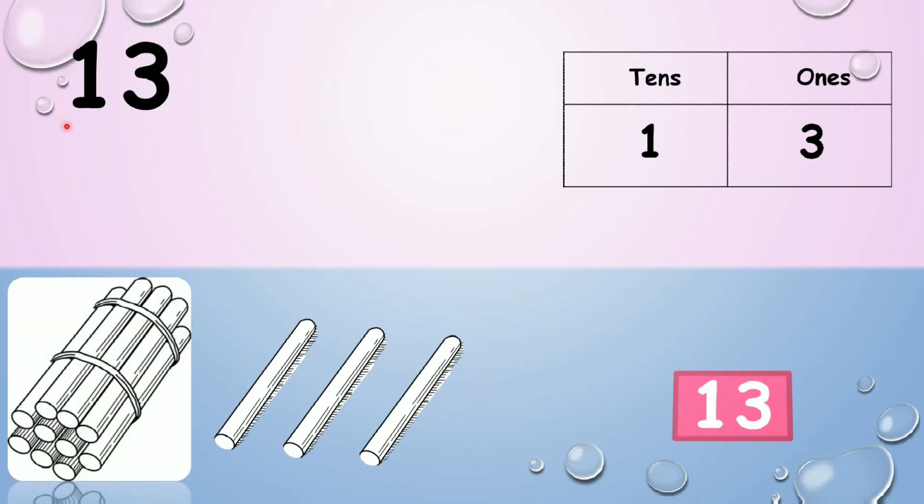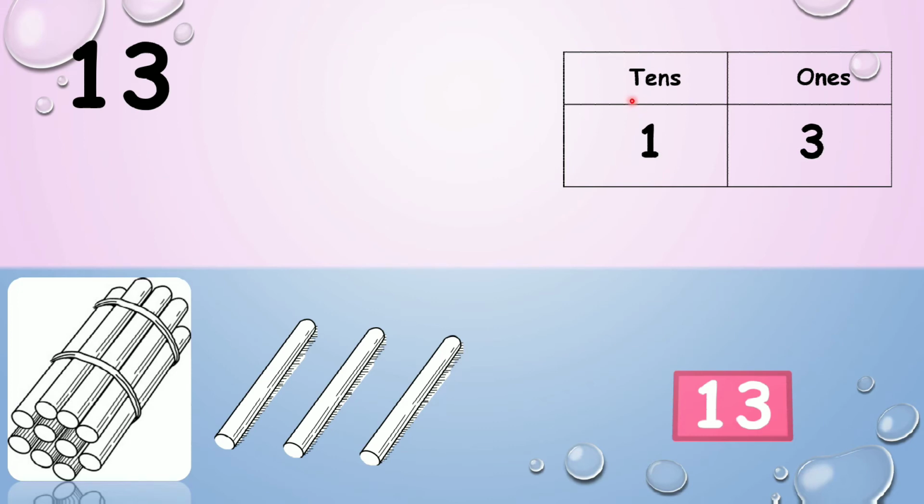Example 1. We have this number 13. This is number 13. Number 13 is a double-digit number. What do I mean by double-digit numbers? It has 2 digits in it. So this number can be placed into place values, place values of tens and ones.